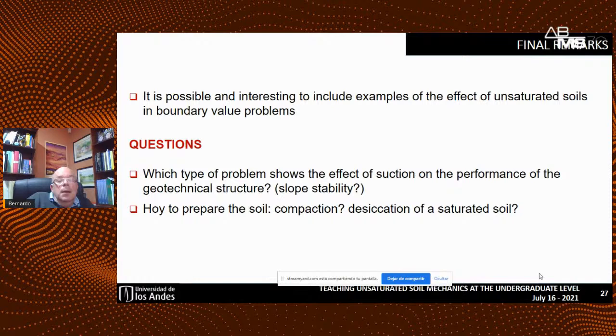And of course, as I told you, the second question is how to prepare the soil. Compaction is an easy way, certainly, but the soil differs from a natural unsaturated soil. Or the other possibility is to apply desiccation to a soil that starts in a saturated state. So finally, we have ideas to show at the undergrad level the effect of unsaturated soil mechanics, and probably at this level some qualitative analysis is possible.